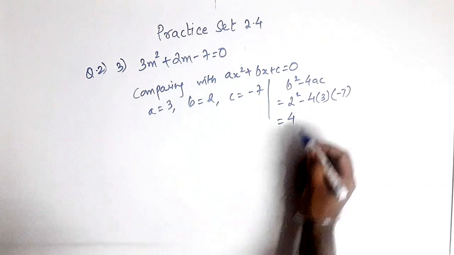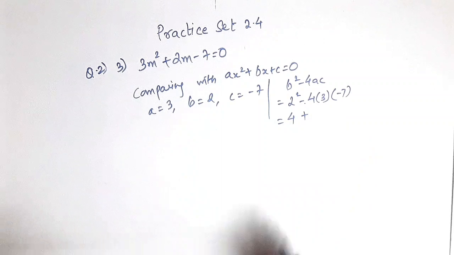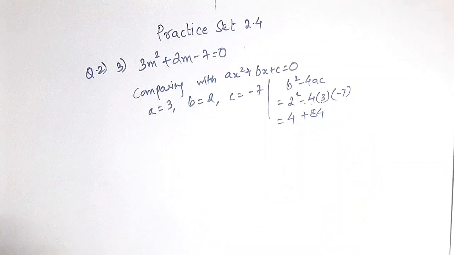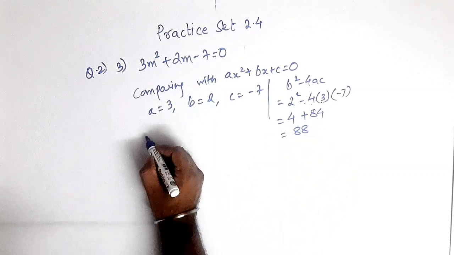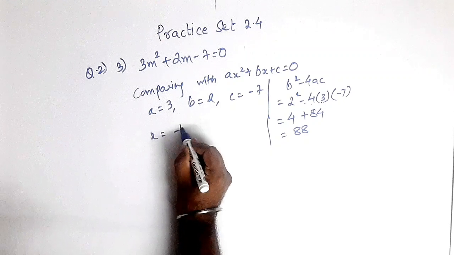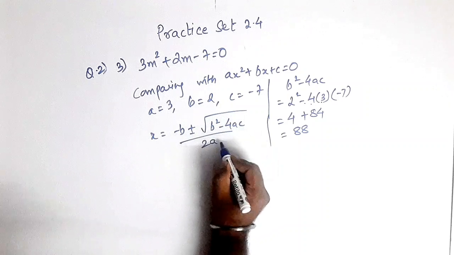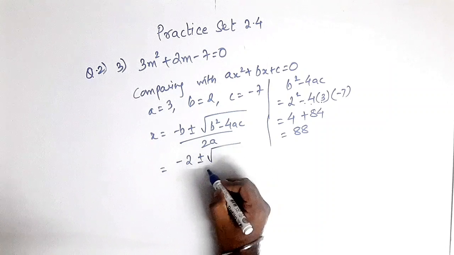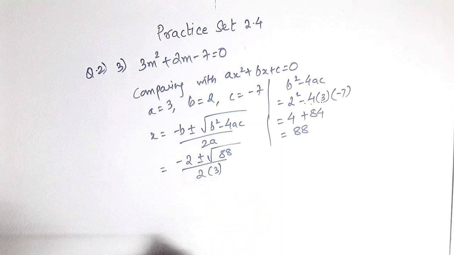This becomes 4. What will be this? Minus or plus? Minus into minus. Two negative signs you see, so it will be plus. Now let us multiply. 4 3s are 12, 12 7s are 84. Now 84 plus 4 is 88. So let us write the formula. x is equal to minus b plus or minus under root b square minus 4ac upon 2a. So minus 2 plus or minus under root b square minus 4ac is 88 upon 2a is 3.